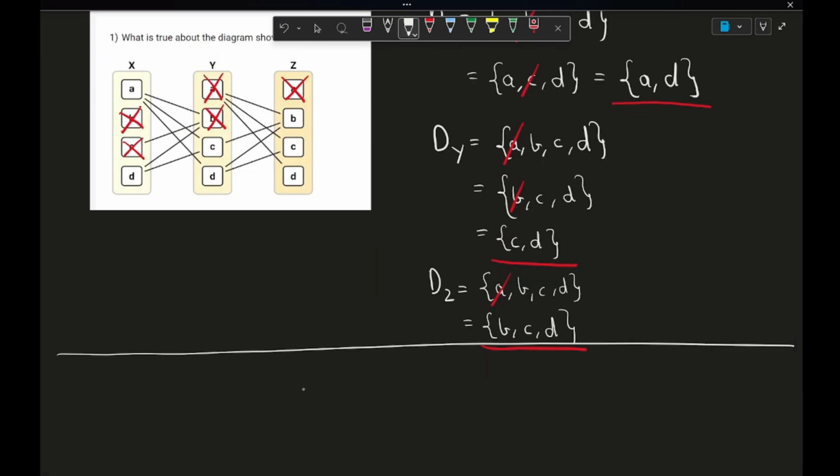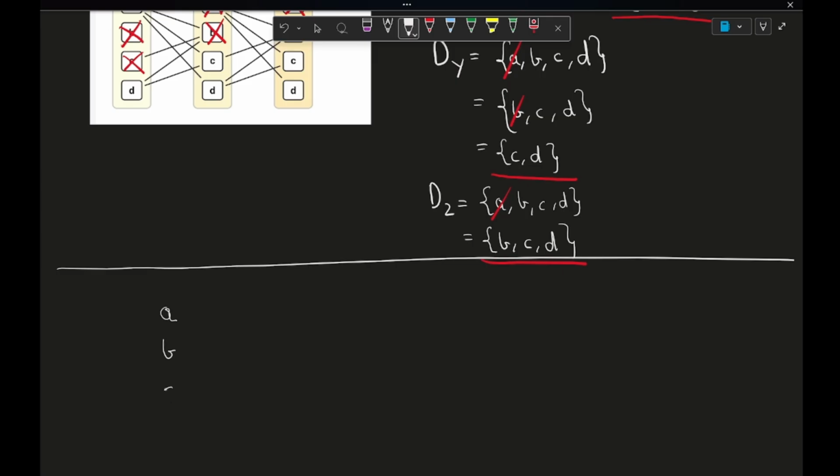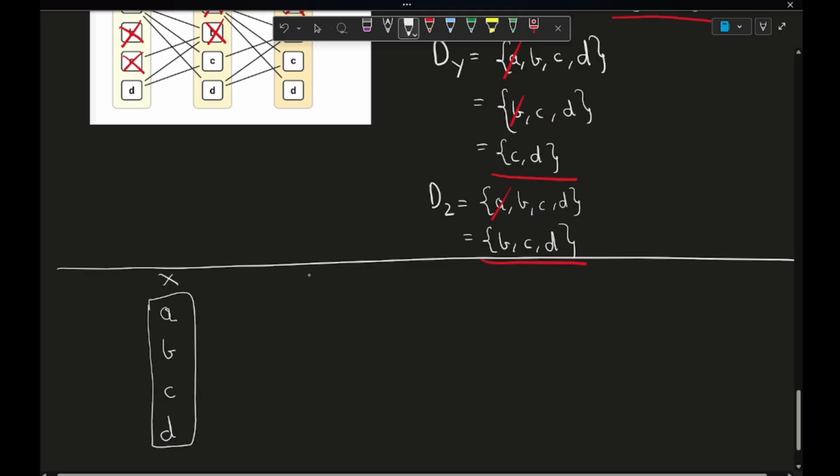So we need to carry a pencil and eraser for this. Yeah. A, B, let's do that. C, B, and this is X, and this is Y. This is again A, B, C, D.